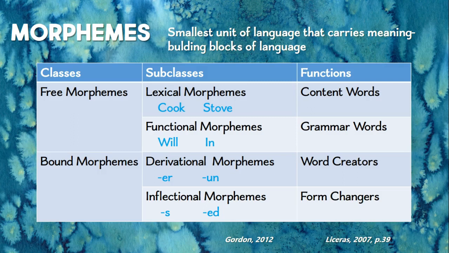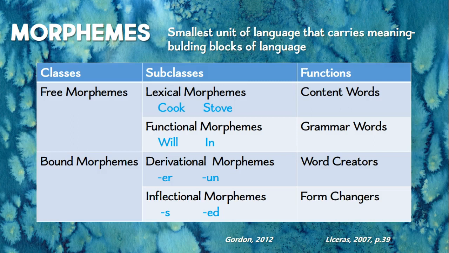Your bound morphemes are lonely. They need friends. They're derivational, which means that they're word creators. So you creators, actually, you can use that with derivational morphemes. Anything that's a suffix, that's a derivational morpheme. But things that change verbs to nouns and nouns to verbs and then back again is derivational.